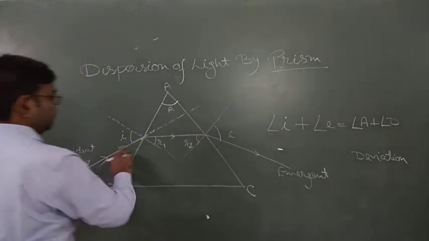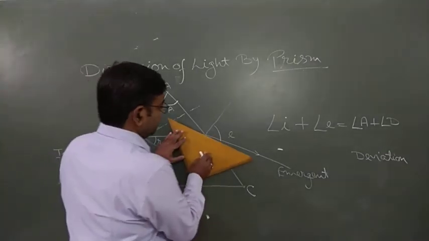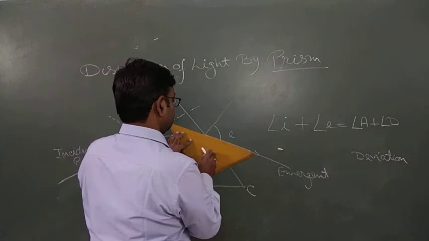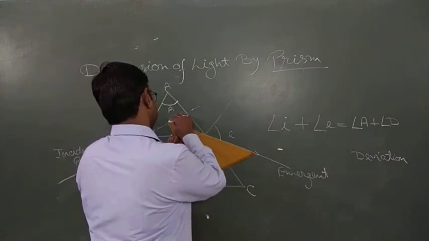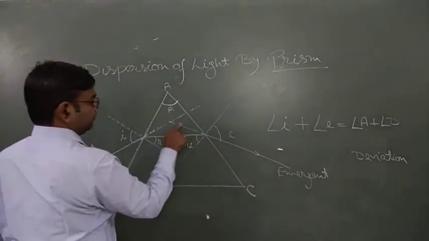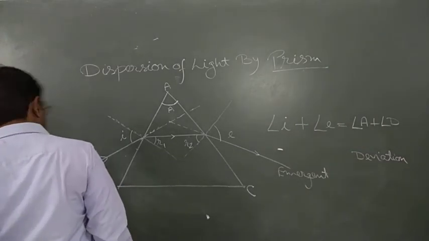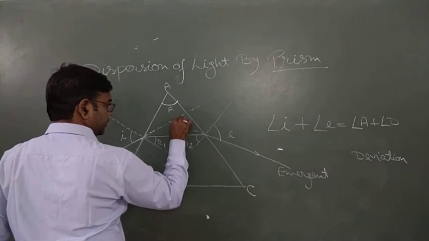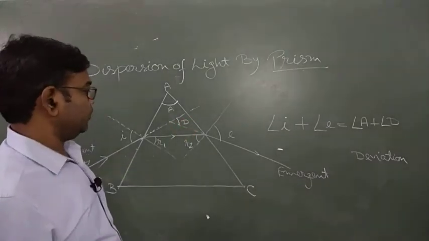This is your actual path of light ray, na? But light travels and changes to this direction, na? So this is your final path of light ray. Clear? This is your final path of light ray. So the angle between this ray and this ray is known as your angle of deviation. I hope this thing is clear.